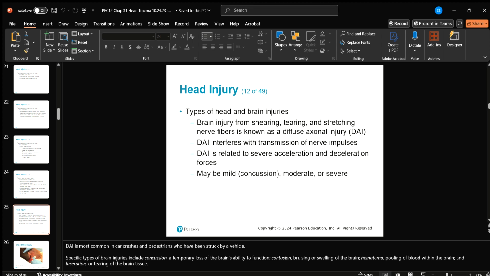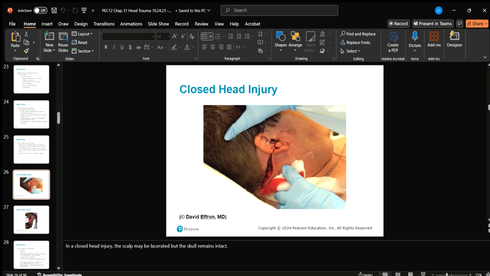All right. So types of brain injuries, brain injury from shearing or tearing or stretching. DAI, that's a diffuse axonal injury. Don't worry about this stuff. This is just additional information. You are not here to diagnose what type of brain injury they have. This is just extra info.